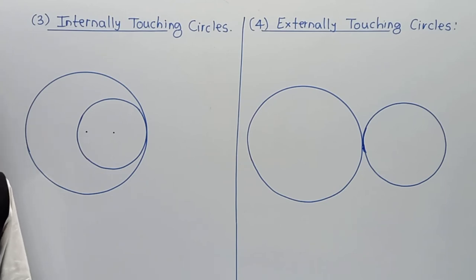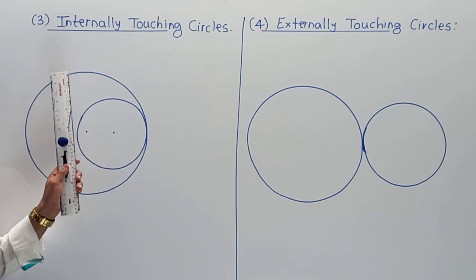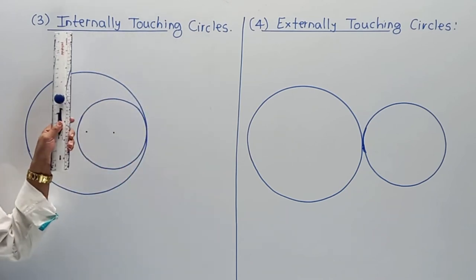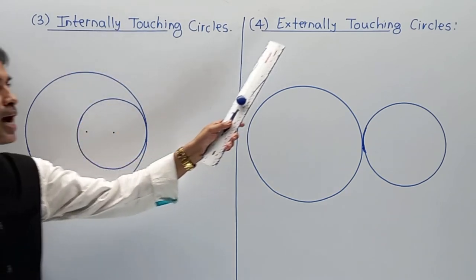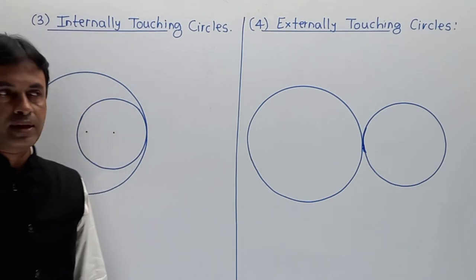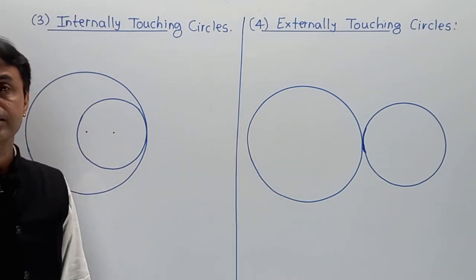Hello friends, now continuation in the part. We have to understand the next concept, that is called internally touching circles and externally touching circles. Let me clear over here. I have just taken two circles.